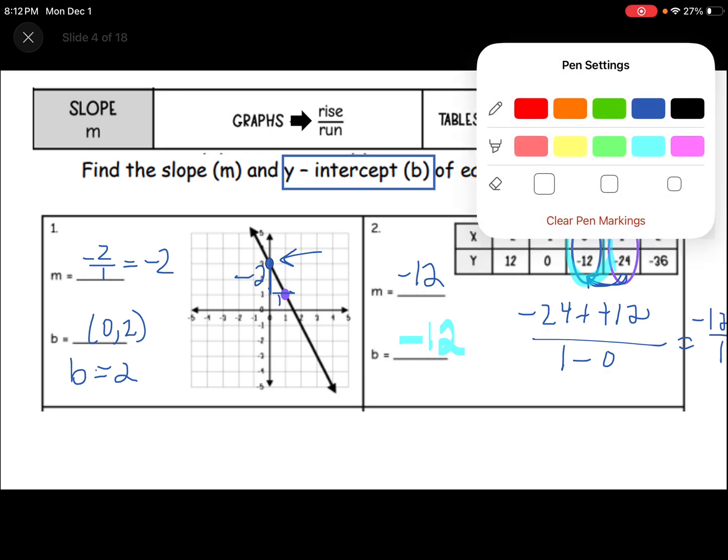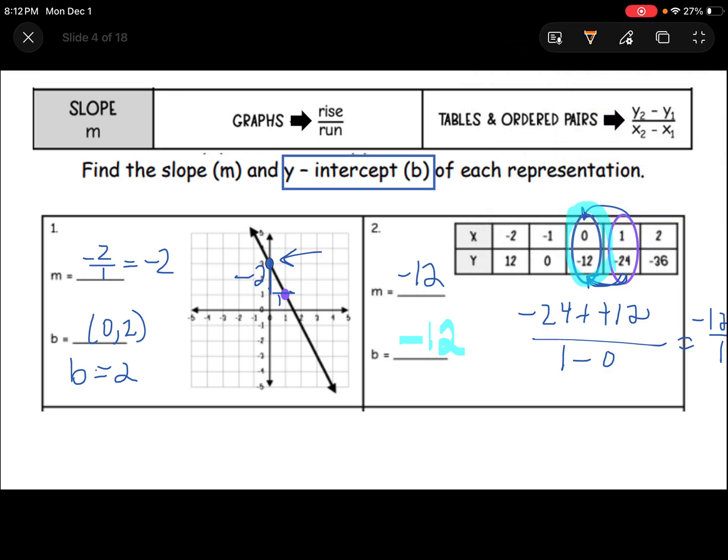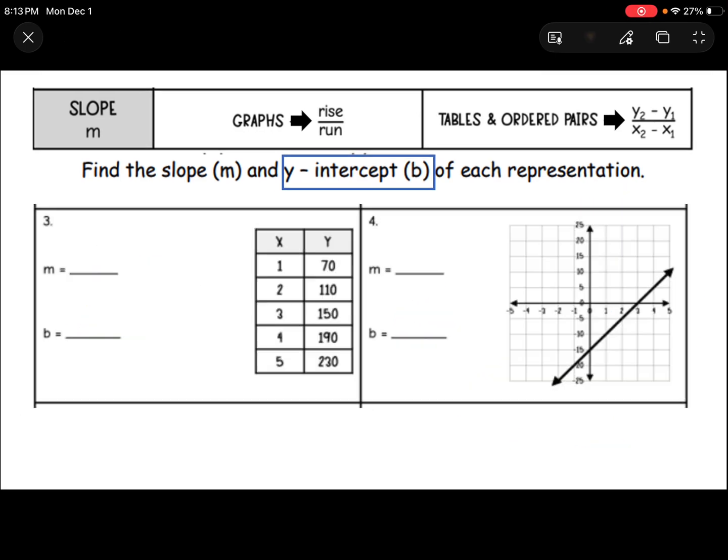Now, just a little reminder in case you've forgotten, you could also find slope by looking at the patterns, finding what's happening in the y. The y's are going down 12. The x's were going up 1, so my slope would be -12 over 1. In this one, I'm going to use that shortcut here and realize that my slope is going up 40, up 1, so my slope would be 40.